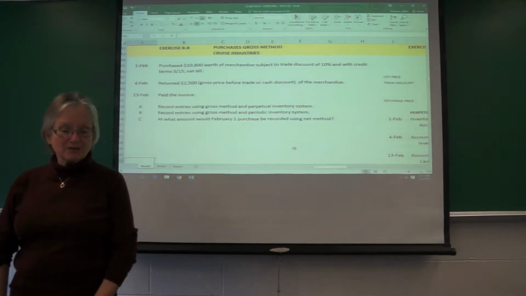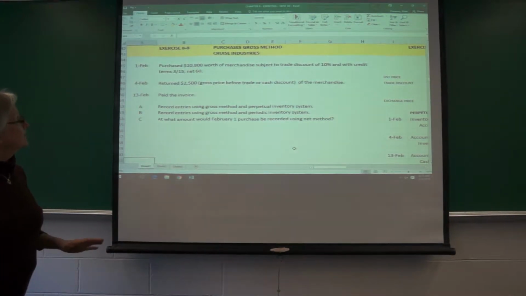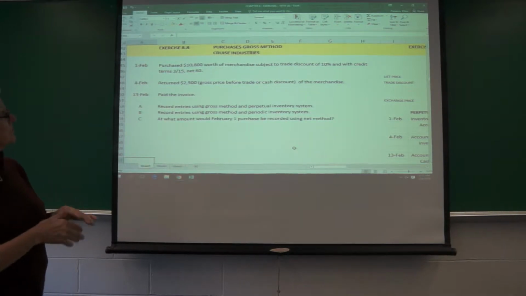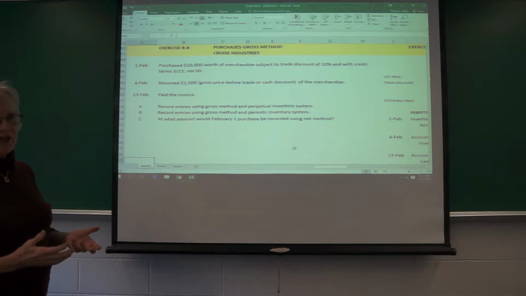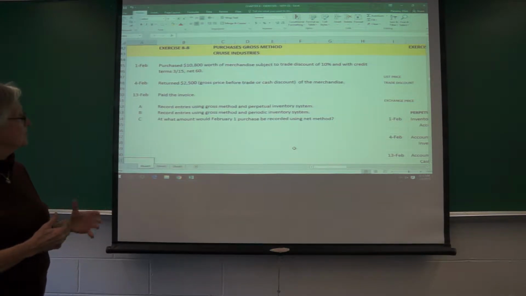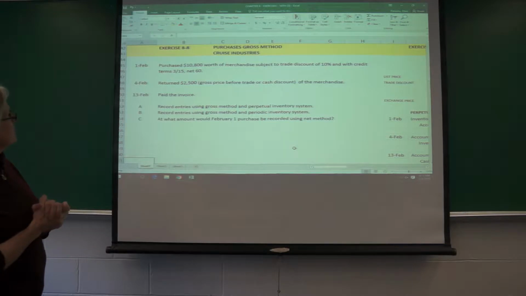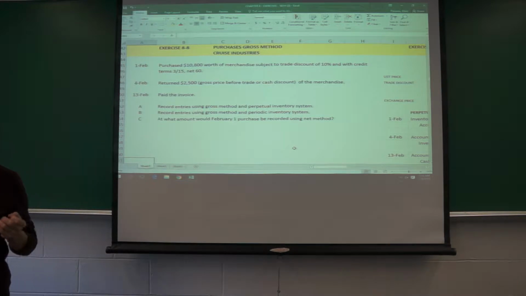I'm looking at exercise 8.8, and this is recording purchases using the gross method, but this brings in trade discounts versus your cash or your purchase discounts. So we purchased $10,800 worth of merchandise subject to a trade discount of 10% and with credit terms 3/15, net 60. So when we do not account for the trade discounts.